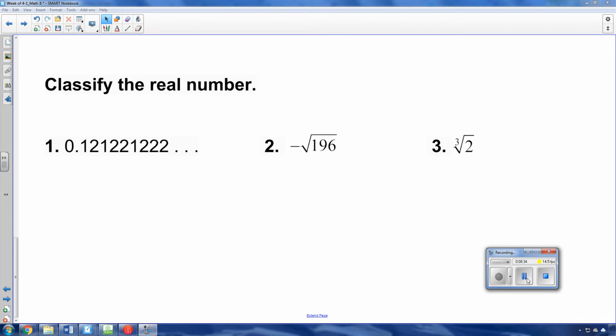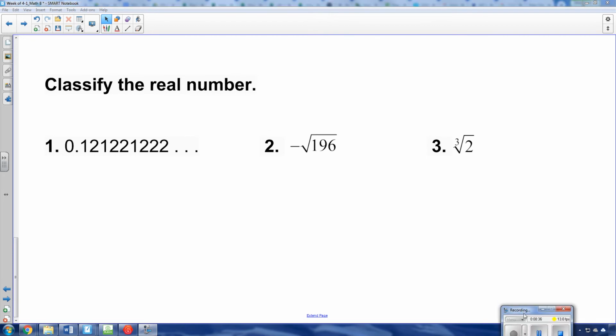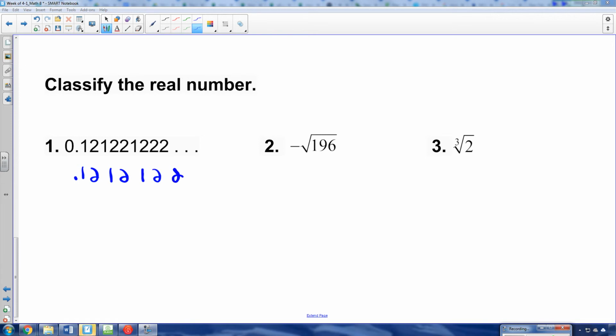So let's talk about these, okay? Here's the first question, this guy. We don't know if this is repeating really, and even if it was repeating, it's not like it's 12 repeating forever, 12, 12, 12, 12, 12. That would be rational. This is not repeating like that. It does have a pattern, yes, but it's not repeating the same exact two numbers or one number over and over, so this is irrational. I'm just going to put an I for irrational.